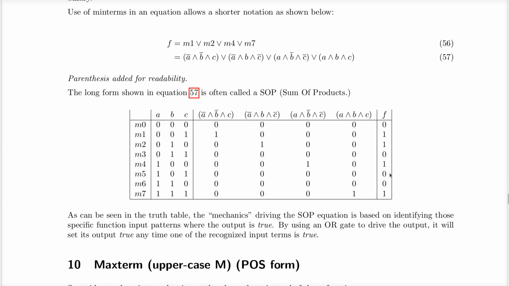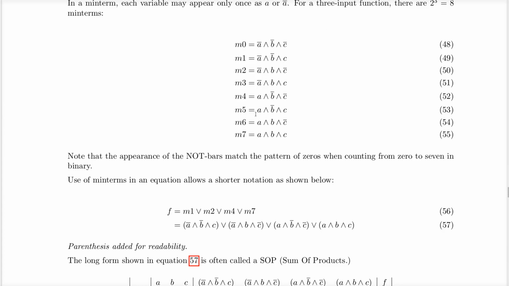you can say, look, F is true when M1 is true, which is this case here, or when M2 is true, which is this case here, or when M4 is true, which is this case here, or when M7 is true, which is this case down here. Okay? Again, tracking back through all this stuff here.